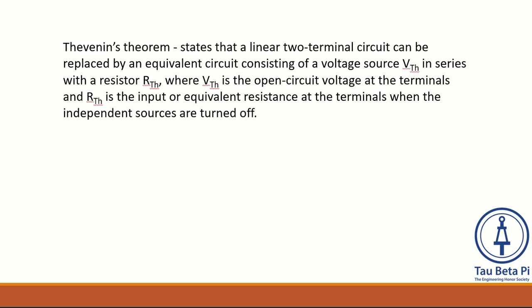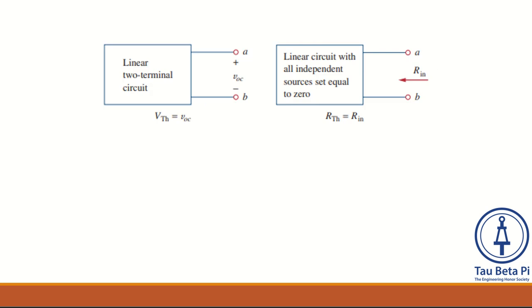Thevenin's theorem states that a linear two-terminal circuit can be replaced by an equivalent circuit consisting of a voltage source V Thevenin in series with a resistor R Thevenin, where V Thevenin is the open circuit voltage at the terminals and R Thevenin is the input or equivalent resistance at the terminals when the independent sources are turned off. So let's take a look at it and see what that means exactly.